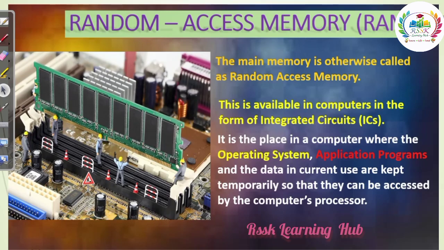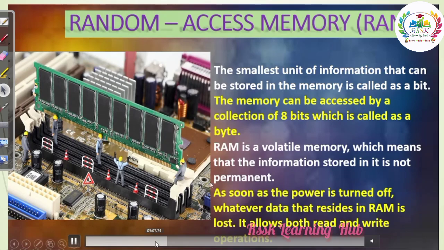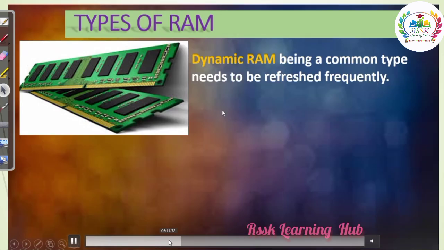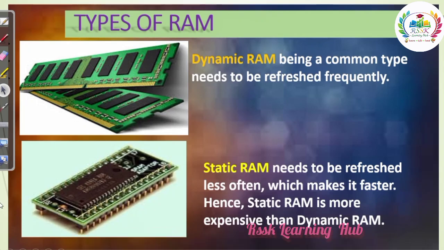Okay. Next we will see the types of RAM. What are the types of RAM? You have static and dynamic RAM. There are two types of RAM. Dynamic RAM needs to be refreshed frequently. But static RAM is refreshed less often, which makes it faster. Hence static RAM is more expensive compared to your dynamic RAM. So these are the two main RAM types used in your computer.